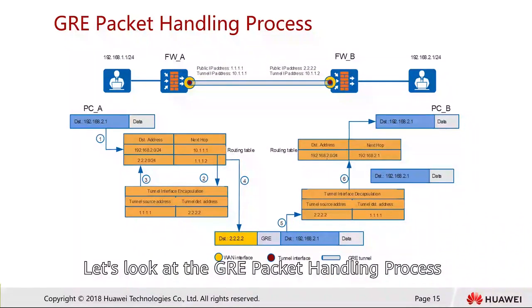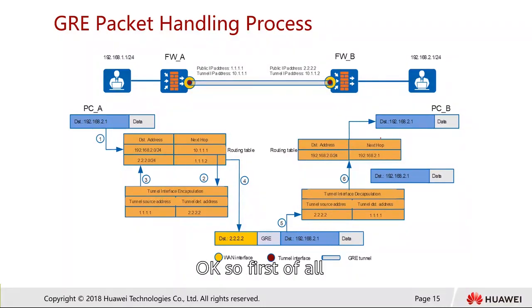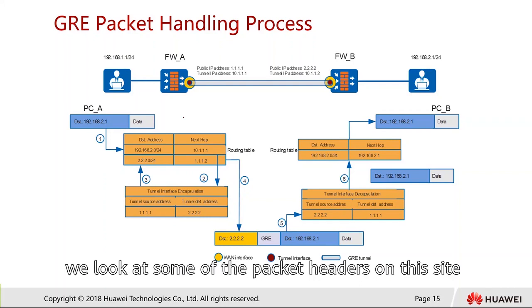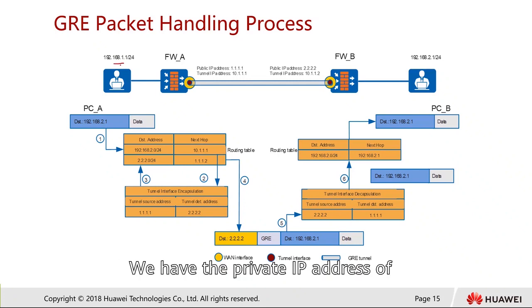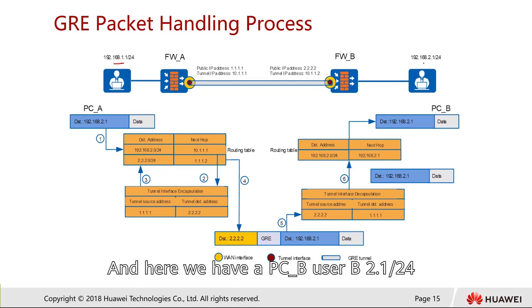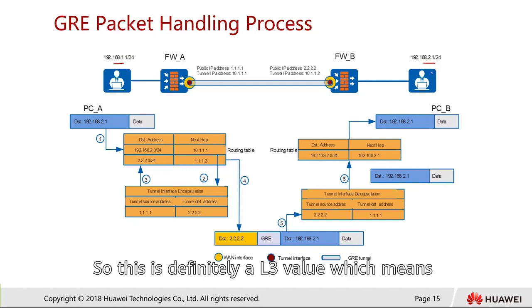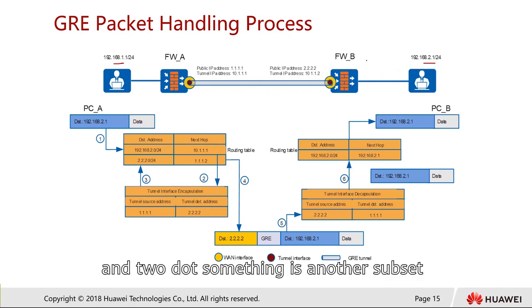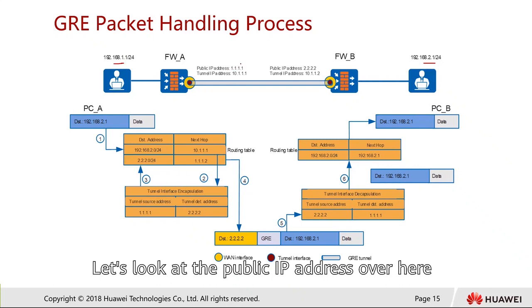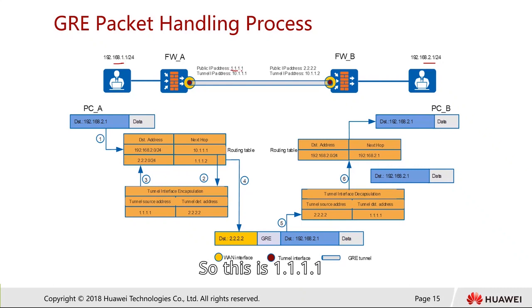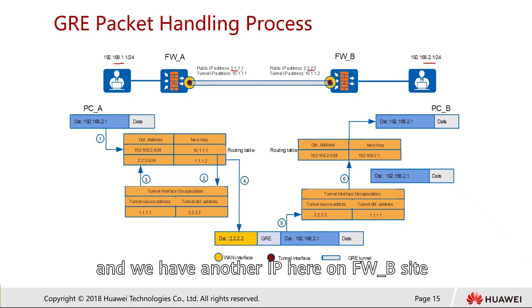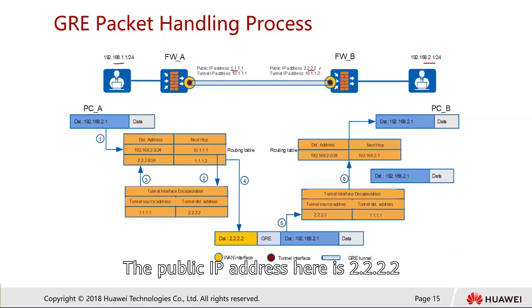All right, so let's look at the GRE packet handling process. First of all, we look at some of the packet headers. On this side, we have the private IP address 192.168.1.1, user A, and here we have a PC, user B, 2.1/24. So this is definitely a layer 3 value. That means this is one subnet, and 2.something is another subnet. Let's look at the public IP addresses over here. This is 1.1.1.1, and we have another IP on the firewall B side. The public IP address here is 2.2.2.2.